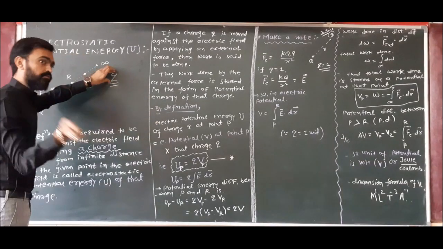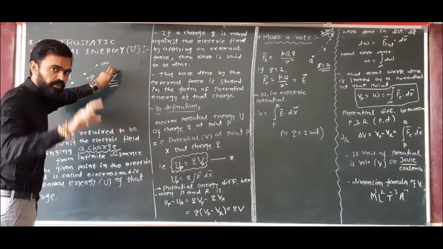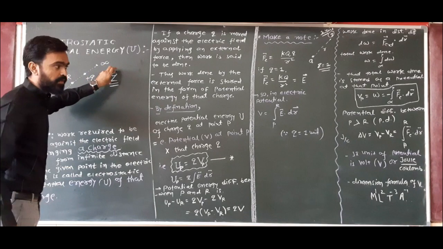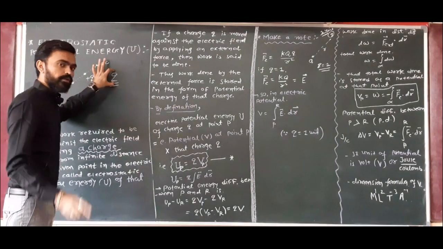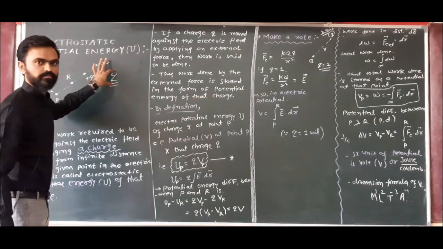Here we use Q is equal to Q itself. Means some finite value. You get my point? That means we have to add Q in the formula of potential there, right?